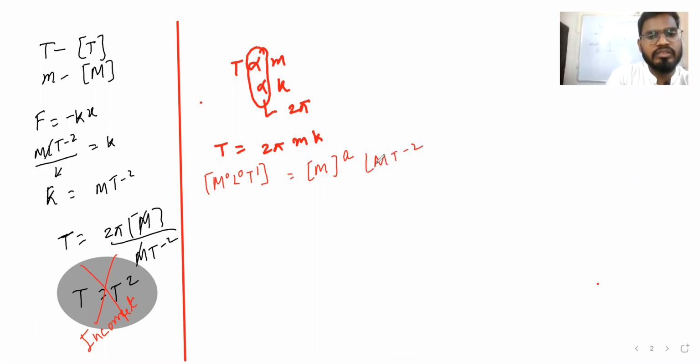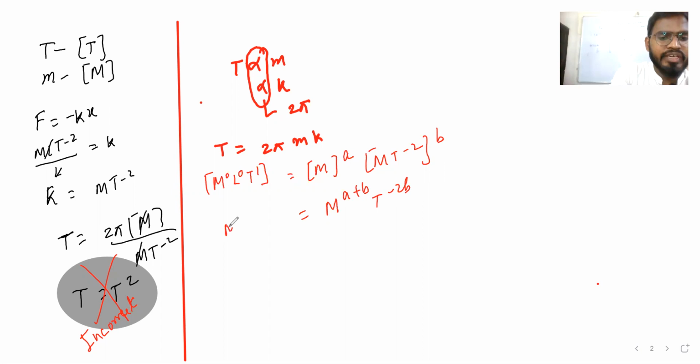M to the power A and T to the power minus 2B. Base same, so we can equate. M to the power A and M to the power B also will come. So base same, so we can add if it is in multiplication. And T to the power minus 2B. And we can say M0 L0 T to the power 1. Now see, M is 0, this side is A plus B. So base same, so we can equate the power. A plus B equals 0, so A is equal to minus B.